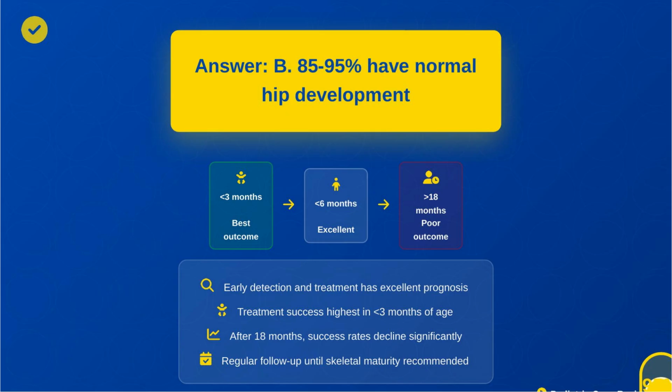85 to 95% have normal hip development. Early detection and treatment of developmental dysplasia of the hip, particularly before 6 months of age, has an excellent prognosis. Success rates are highest when treatment begins before 3 months of age. After 18 months, success rates decline significantly. Regular follow-up until skeletal maturity is recommended to ensure continued normal development.